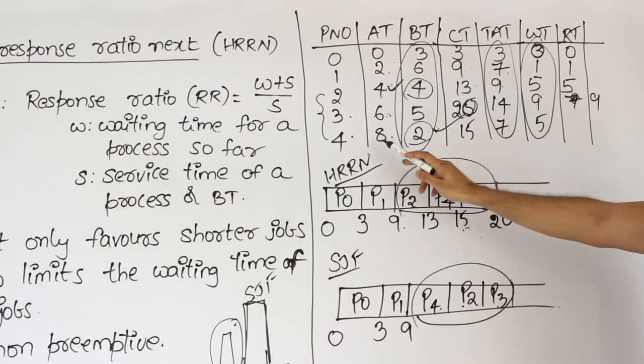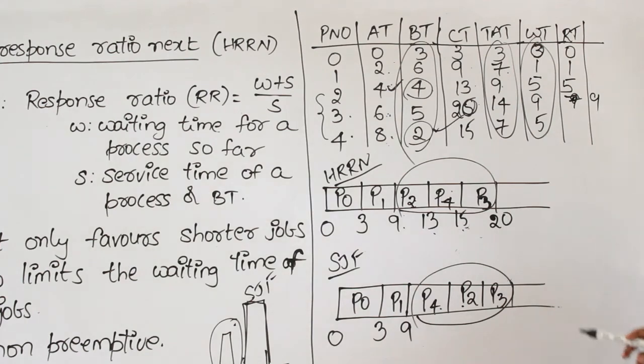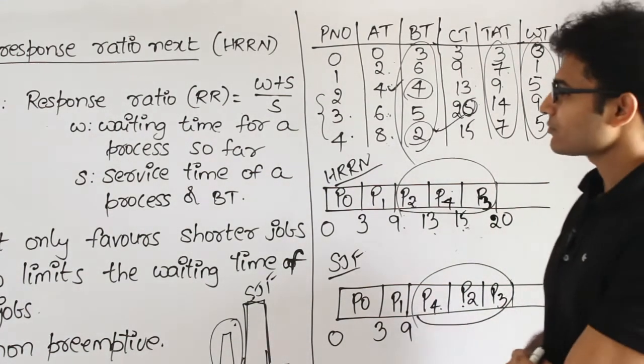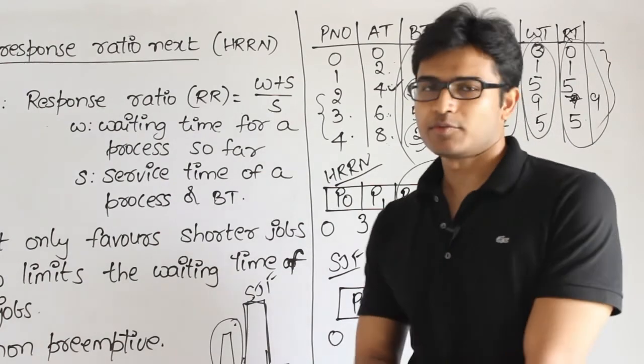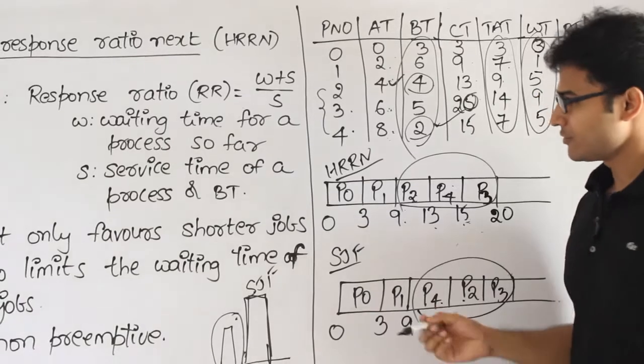And what about this one? P4 arrived at 8 and it got scheduled at 13, therefore its response time is 5, right? So these are the response times. You can find out the average response time as well. Got it? So yeah, that is what I was saying. Response ratio in HRRN is better compared to SJF. Okay.